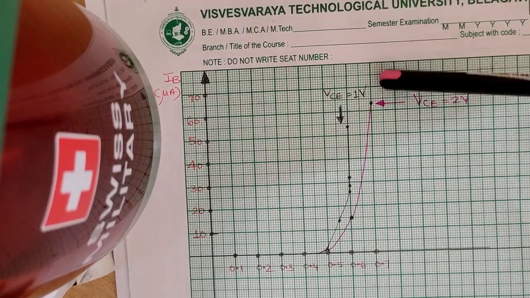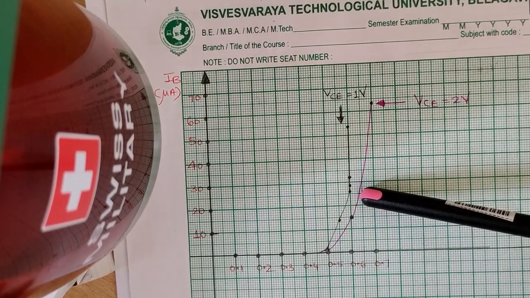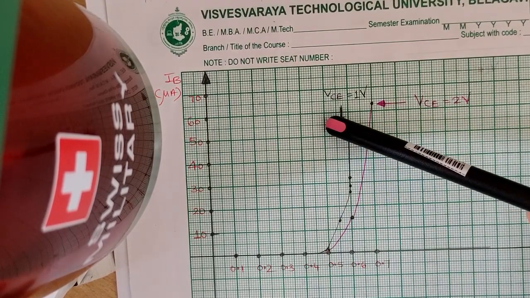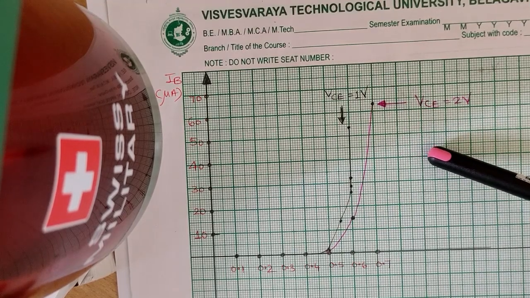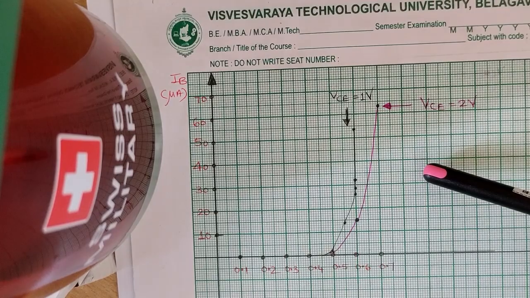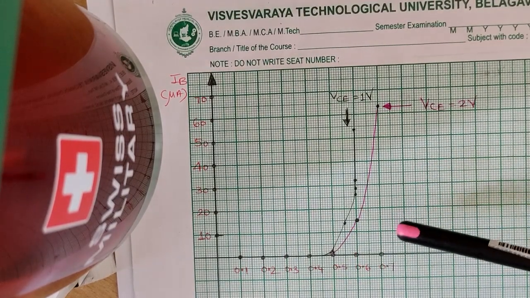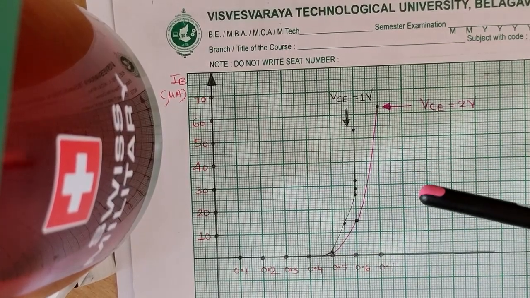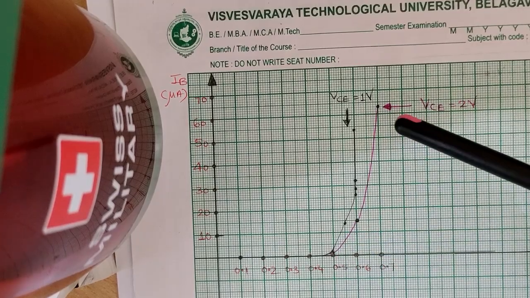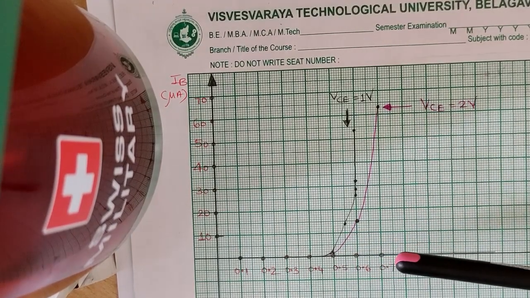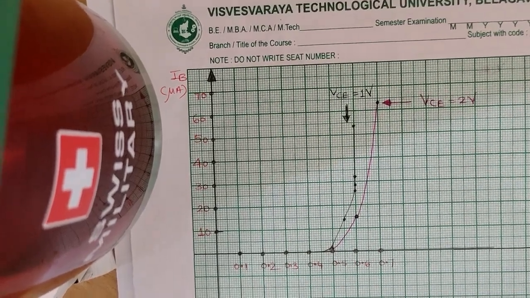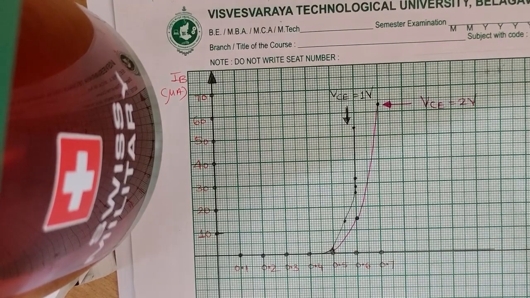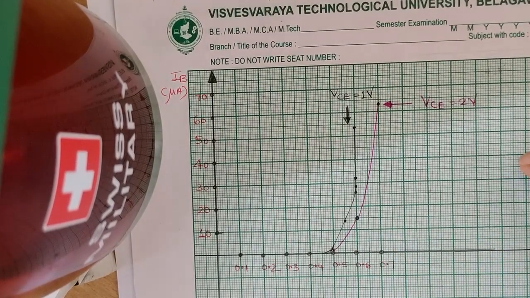As you can see, the input characteristics have been drawn for two sets of output voltage, VCE equal to 1 volt and 2 volts. While plotting the graph, quite often you will get several points which may not agree with the graph shape. So you can apply curve fitting, so the best possible points can be considered while joining or constructing the graph. So that's for your input characteristics.